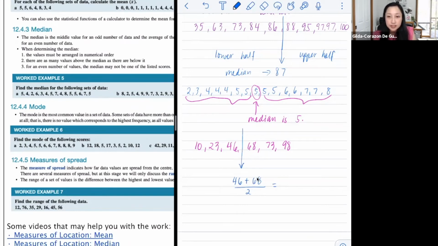Okay, so what's 46 plus 68? That's 114. And then divide by 2. Half of 100 is 50, half of 14 is 7. And therefore, that's 57 as your median. Does that make sense?